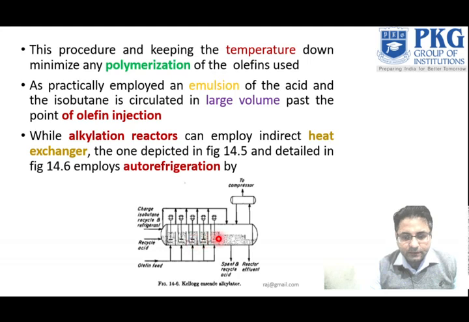Different stirring systems, and from here you will send recycled acid, and this is the reactor effluent. From this side you will get it, and here there are two compressors. We are using the compressor, and from the bottom we will feed the olefin. Okay, so these are the things. This system is called Kellogg's cascade alkylator. So this is the auto refrigeration system.